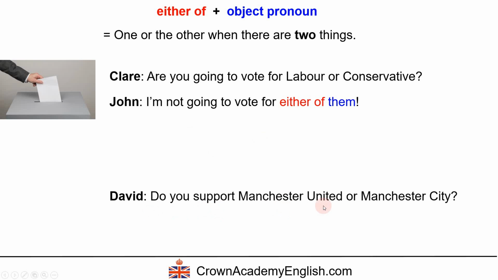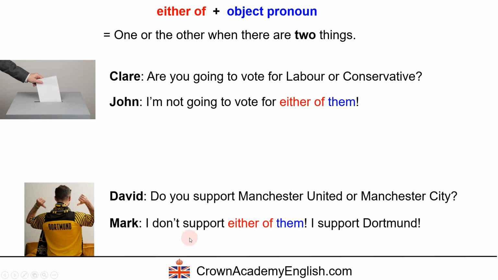Do you support Manchester United or Manchester City? And Mark replies, I don't support either of them. I support Dortmund. So again, I don't support either of them. Third person plural, object pronoun. So this means I don't support Manchester United and I don't support Manchester City. Okay, either of them. In the negative. This is also in the negative.